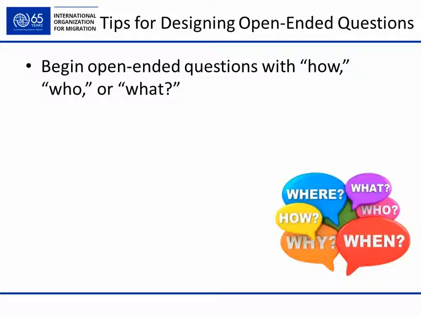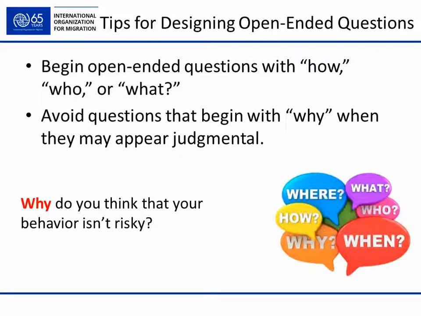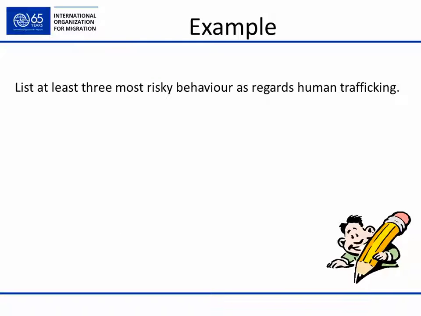When you have open-ended questions, begin them with how, who, or what. Avoid questions that begin with why, when they may appear judgmental. Why do you think that good behavior isn't risky? Well, I think it sounds very judgmental in this case, and people may not like them. This is a good example of open-ended questions. List at least 3 most risky behavior as regards human trafficking.